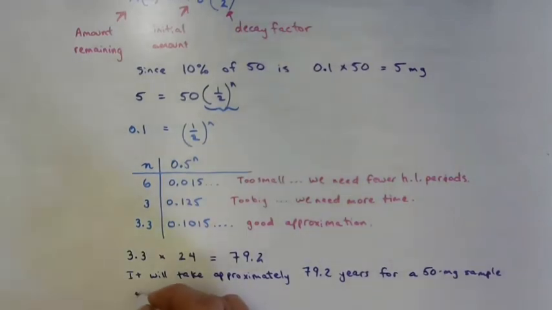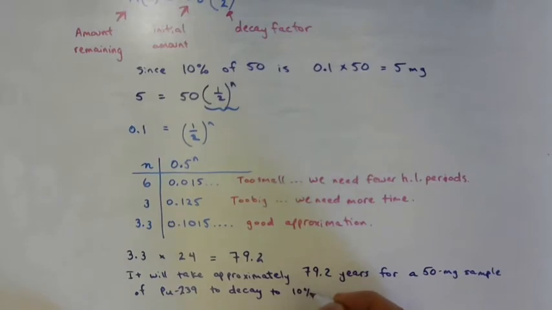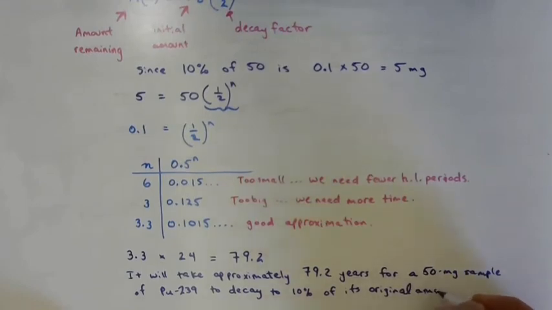of plutonium-239 to decay to 10% of its original amount. Trivia question. What if you started with 1,000 milligrams instead of 50 milligrams, and you wanted 1,000 milligrams to decay to 10% of its value? How long would that take? Would it be different?